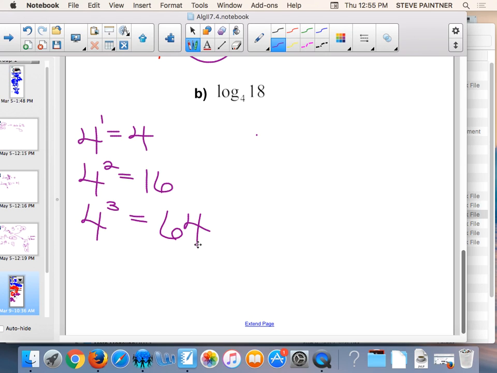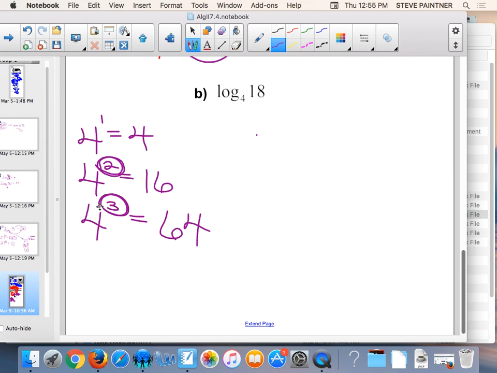See what I did? I'm making an estimate in my head. I want to say, what's it between? Well, 4 squared is 16, not 18. 4 cubed is 64, not 18. What's it in between, the answer? 2 and 3. It's in between 2 and 3. Any guesses where it's closer to? 16 one. Well, yeah, 18 and 16 are almost next to each other. I'd say the answer is really close to 2.